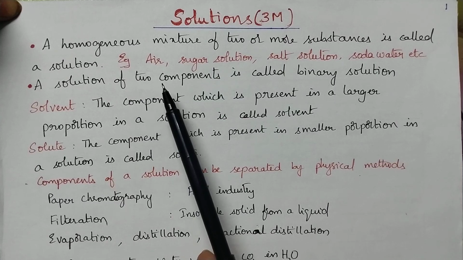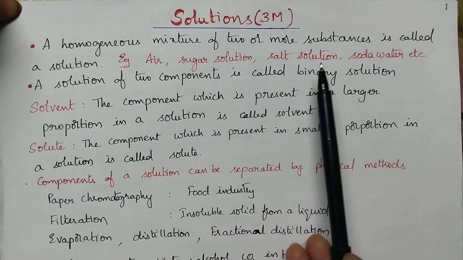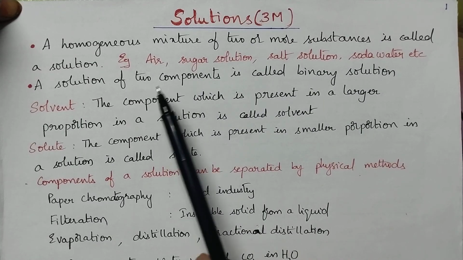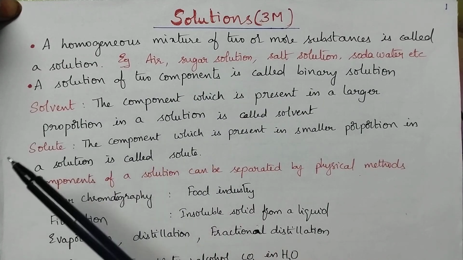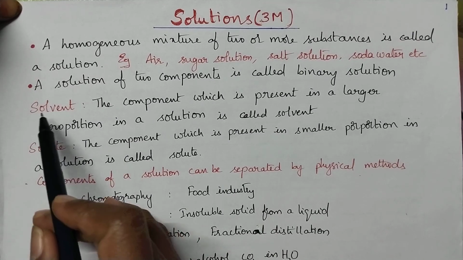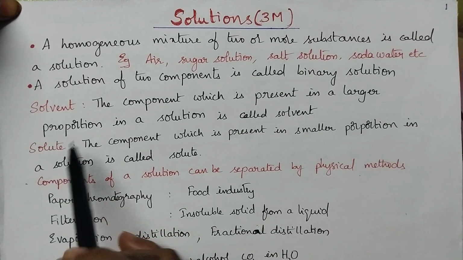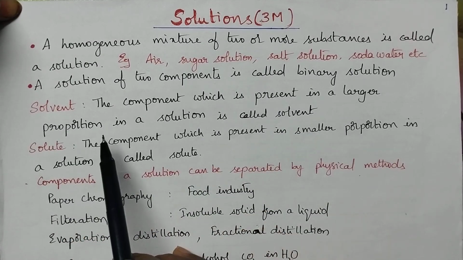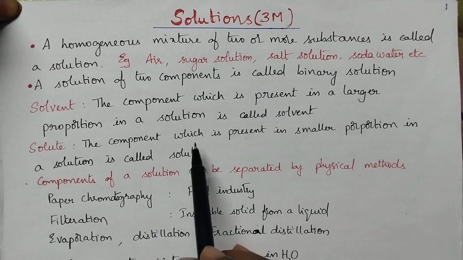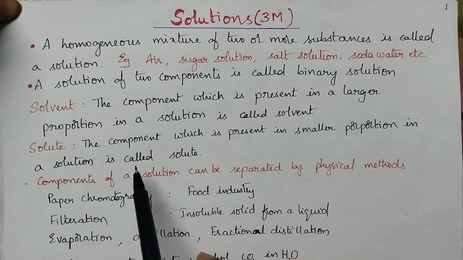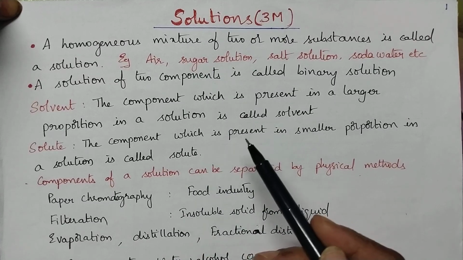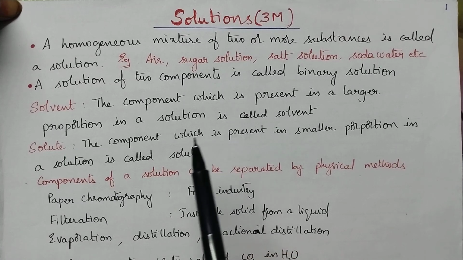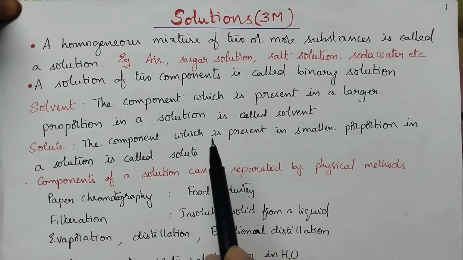A solution containing only two components is called a binary solution. So, a binary solution contains how many components? It contains only two components. And the two components of a binary solution are solvent and solute. Solvent means the component which is present in a larger proportion. Solute means the component which is present in a smaller proportion. Let us consider a salt solution or a sugar solution. So, salt is the solute whereas the water is the solvent.